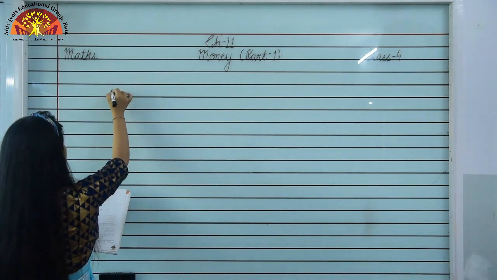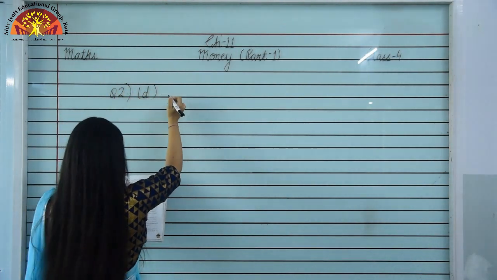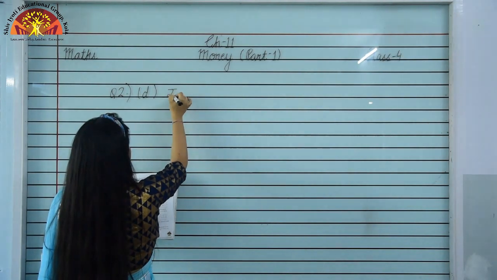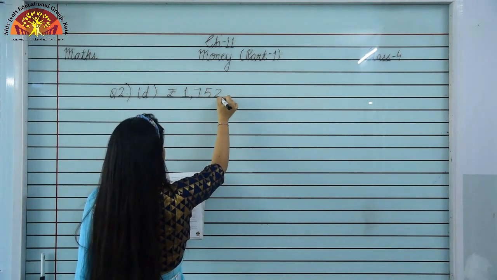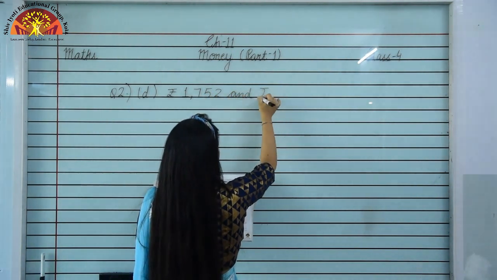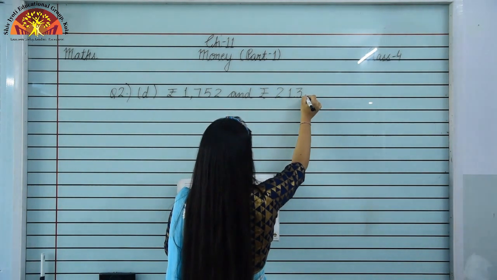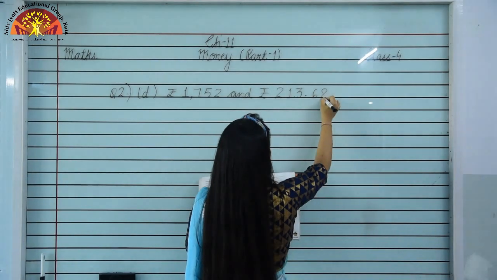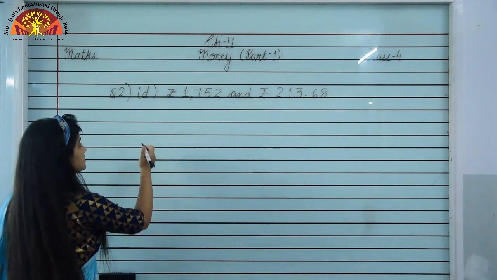Question number 2, and we are taking D part. Rupees 1752 and rupees 213.68. Now first of all we have to arrange these numbers.